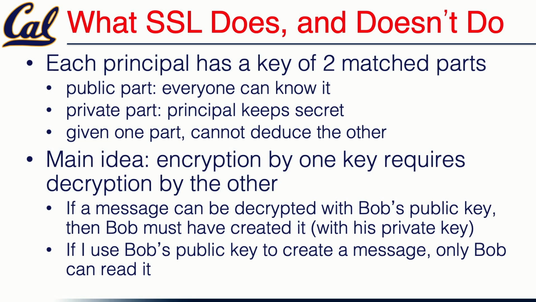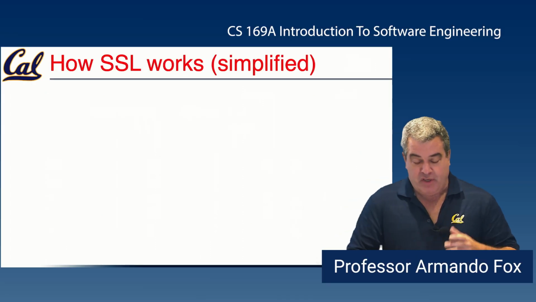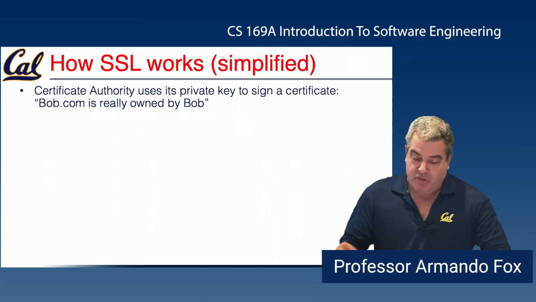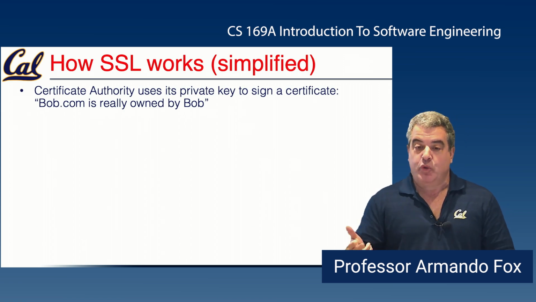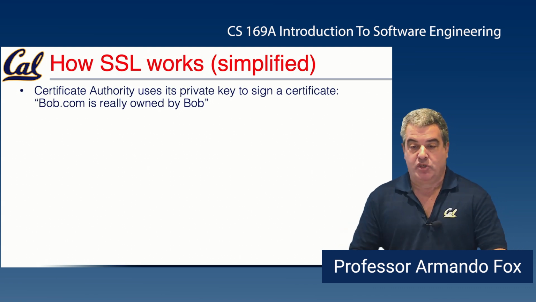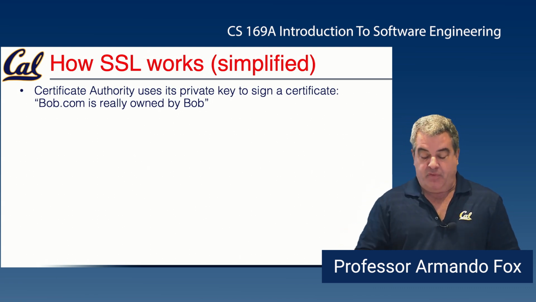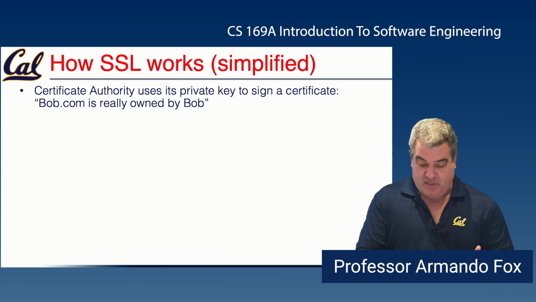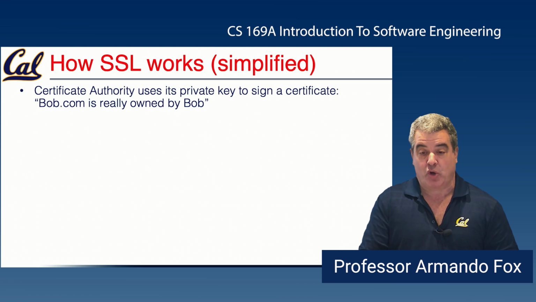So how does this work in the context of SSL? If you are a server, let's say Bob runs his server, bob.com, Bob goes to a certificate authority, proves who he is by submitting some ID or whatever other procedure, shows that he has this website that he wants to obtain a certificate for, and the certificate authority uses its private key to digitally sign a certificate that basically says, yes, this site is really bob.com and it really is owned by Bob.